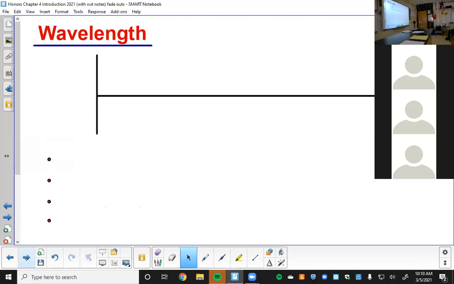So the next thing we're gonna do is just start breaking down some characteristics of waves that we're gonna study. We've got three characteristics we're going to look at: wavelength, frequency, and energy. And we'll start out with wavelength. I guess the topic that we're switching over to is waves for now, and then wavelength would be the first topic under the topic of waves.